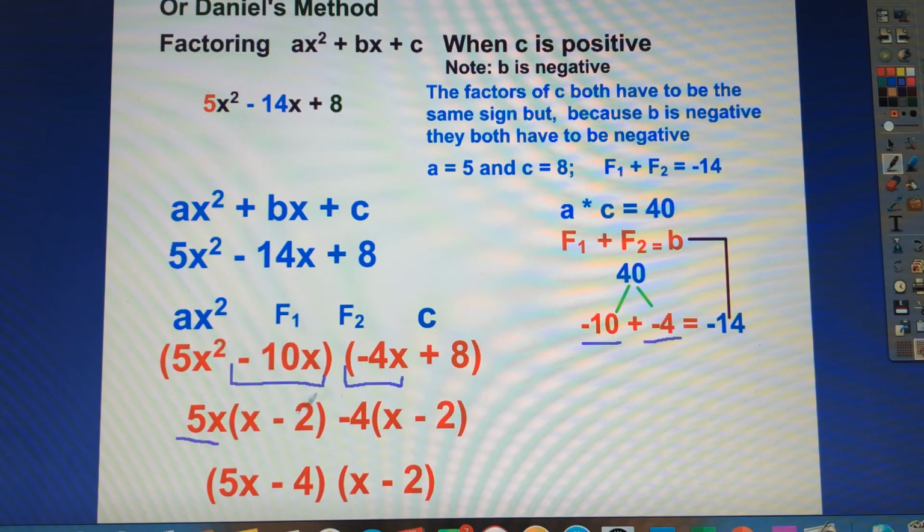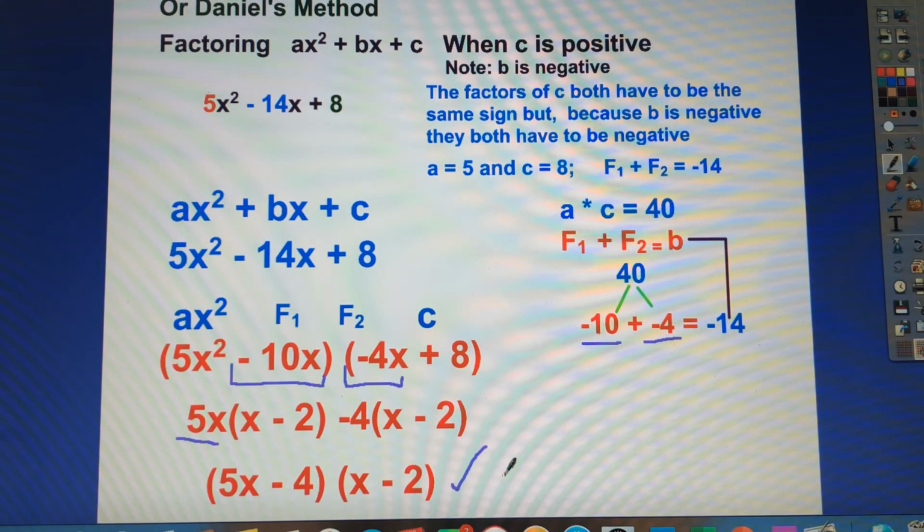Notice I have x minus 2, x minus 2. That becomes one of my binomials. 5x and -4 becomes my second binomial. If I take these two binomials right here and I multiply them using FOIL, I will get 5x squared minus 14x plus 8. You need to try that. You need to use the FOIL method and make sure you go back to it.